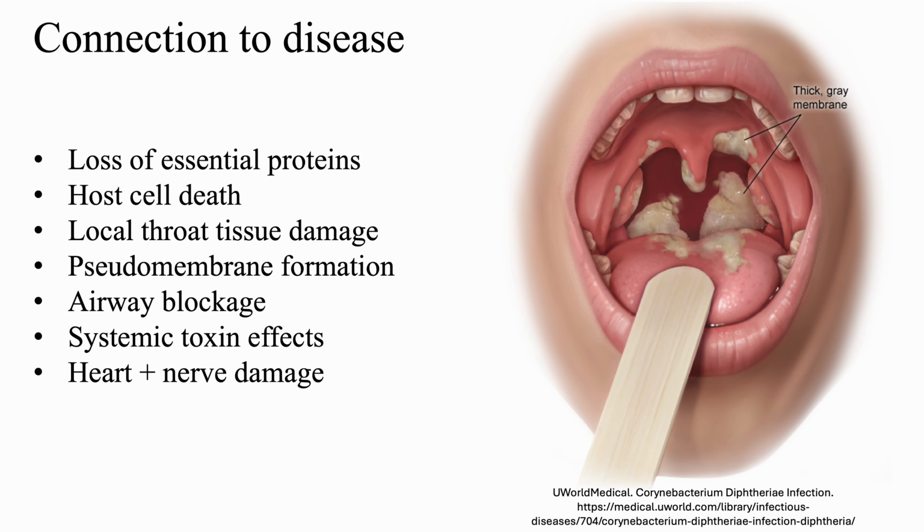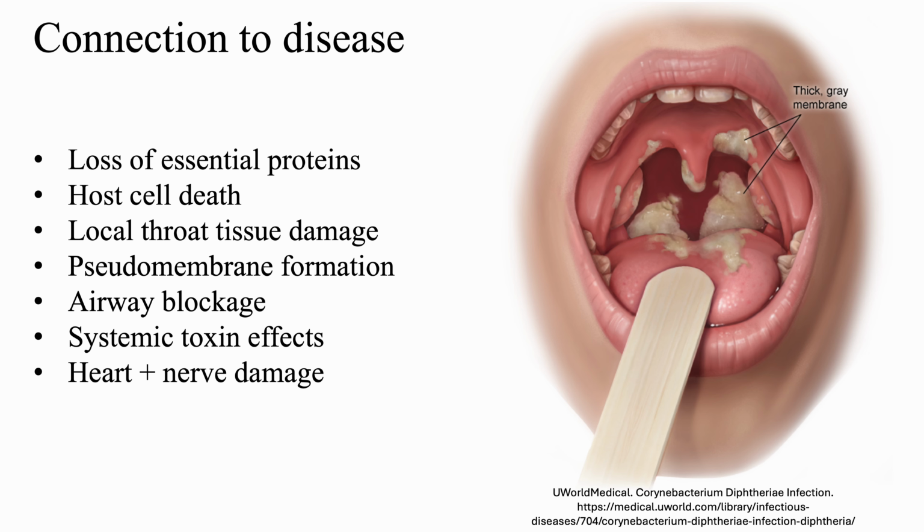In respiratory diphtheria, this damage occurs mainly in the throat and upper airway. The toxin injures epithelial cells, causing inflammation and tissue necrosis. Dead epithelial cells, bacteria, fibrin, white blood cells, and different inflammatory debris collect on the surface and form this thick gray pseudomembrane. This pseudomembrane can adhere tightly to the throat tissue and physically narrow the airway. This is why respiratory diphtheria can become life-threatening even when the bacteria remain localized.